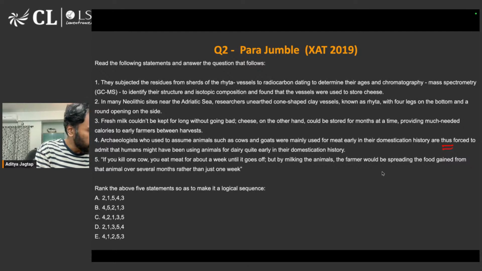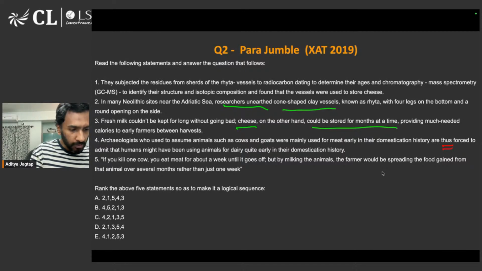Let's look at sentence three. Fresh milk couldn't be kept for long without going bad. Cheese, on the other hand, could be stored for months at a time. So this is saying that cheese has a longer storage life or shelf life. Two says in many Neolithic sites, researchers unearthed cone-shaped clay vessels known as raita, maybe, with four legs on the bottom and a round opening on the side. So some clay vessels are described for us.